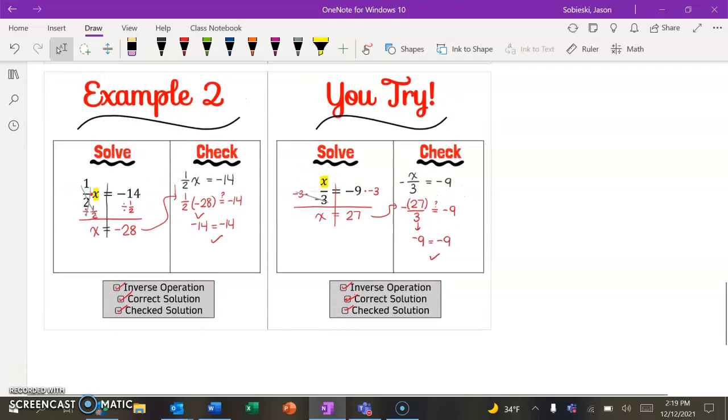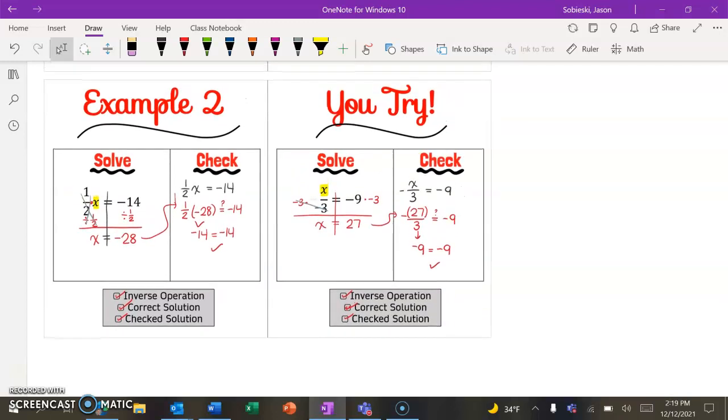Again, the really big picture is making sure that you keep everything balanced and then also going back to check your solution. So hopefully this video helped. In our next lesson, we're going to start doing a little bit with two-step equations. So looking forward to that.